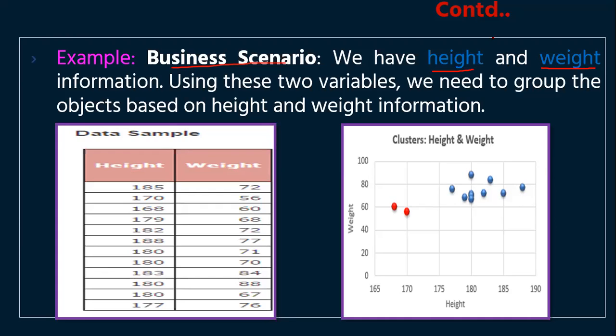For that reason, I'm taking my input data set as the height of a particular person and the weight of a particular person. These are the two input variables to group healthy or unhealthy people. So what is my height?